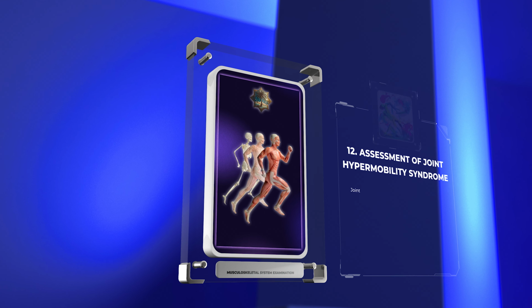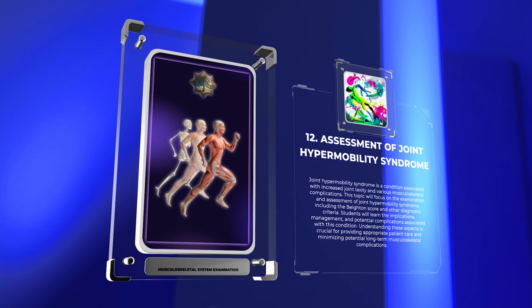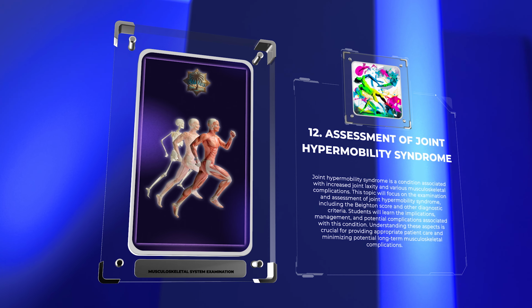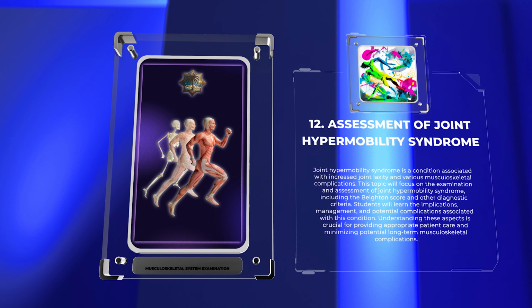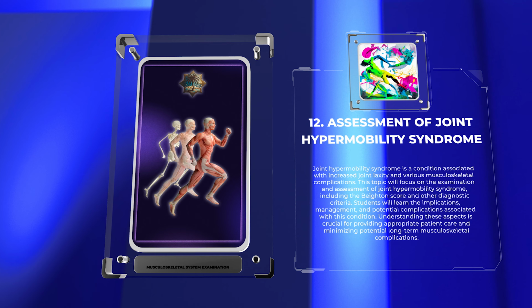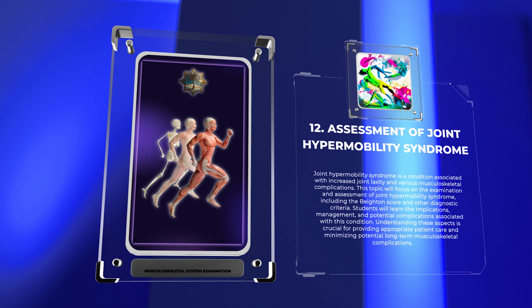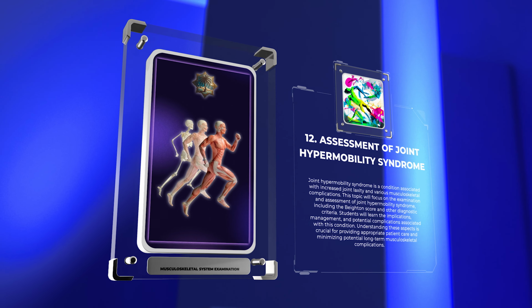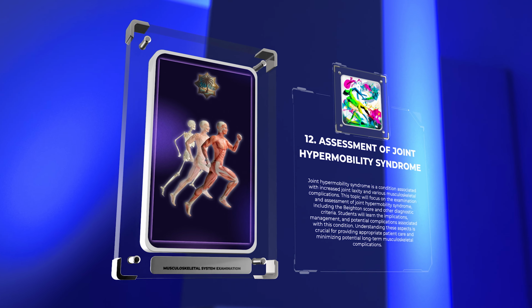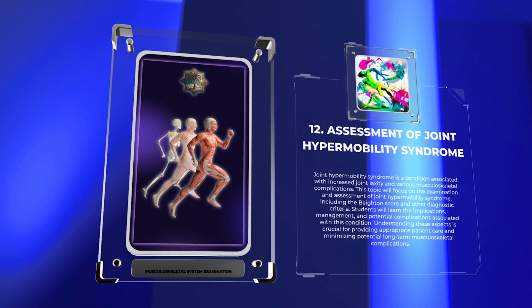Joint hypermobility syndrome is a condition associated with increased joint laxity and various musculoskeletal complications. This topic will focus on the examination and assessment of joint hypermobility syndrome, including the Beighton score and other diagnostic criteria. Students will learn the implications, management, and potential complications associated with this condition. Understanding these aspects is crucial for providing appropriate patient care and minimizing potential long-term musculoskeletal complications.